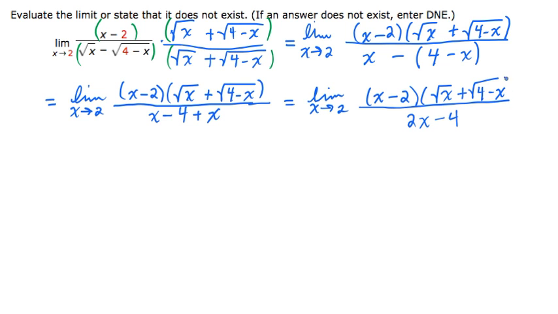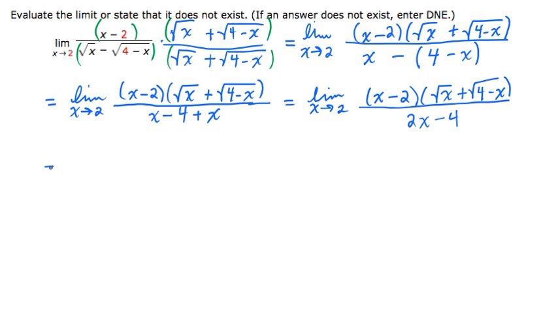Now what we would like to do is be able to cancel one of the factors of the numerator with all or part of the denominator, so that we can take the limit by plugging in 2. Now we're still at a point where if we plug in 2, this factor is 0 and the denominator is 0 as well, so we'll still get 0 over 0.